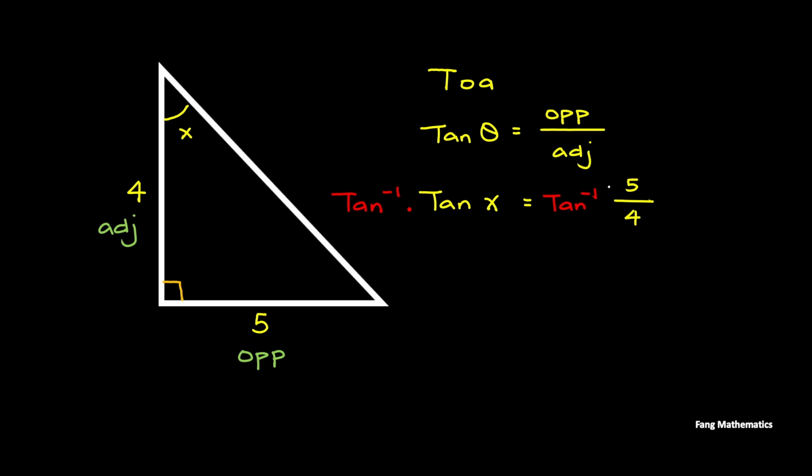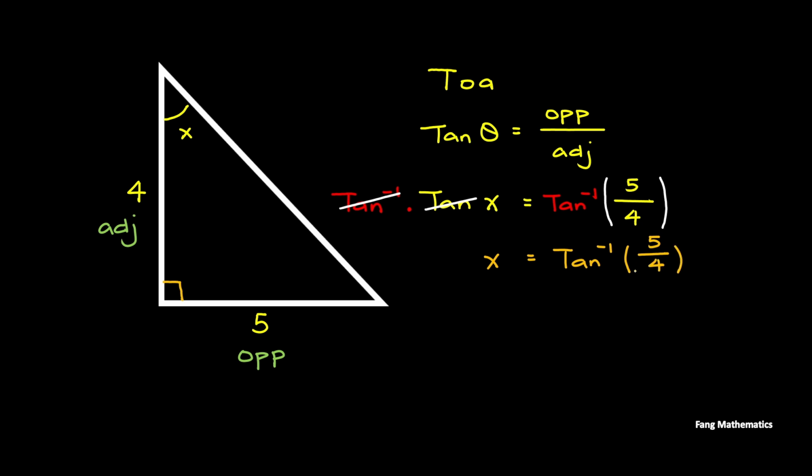Remember, this 5/4 is a single object. You are to put a parenthesis. That's very important. Let's simplify the left-hand side. Tan inverse just directly eliminates the tan, leaving you x is equal to tan inverse, and inside the parentheses, you should have 5/4.